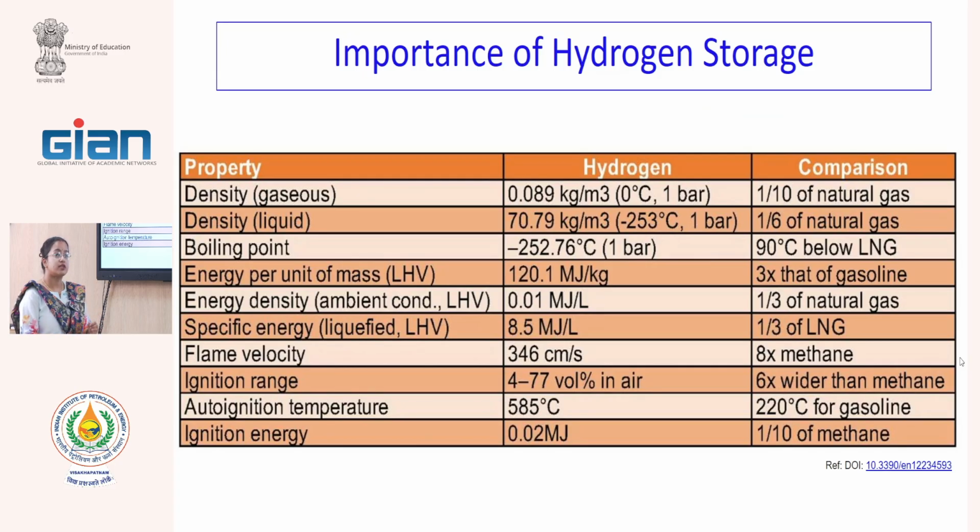It is also very important to keep the safety aspects in mind, because we know that hydrogen is extremely flammable, and if it catches fire, the flame velocity is 346 centimeter per second. So, if there is a hydrogen fire here, in a second it will go 346 centimeter. It is very fast, 8 times that of methane. So, the fire will progress very rapidly if there is an accident. That is why we need to keep safety in mind while we are storing the hydrogen.